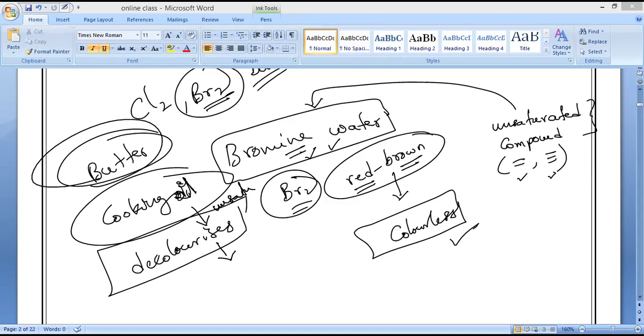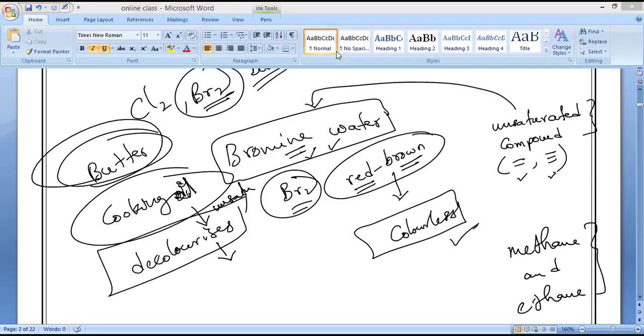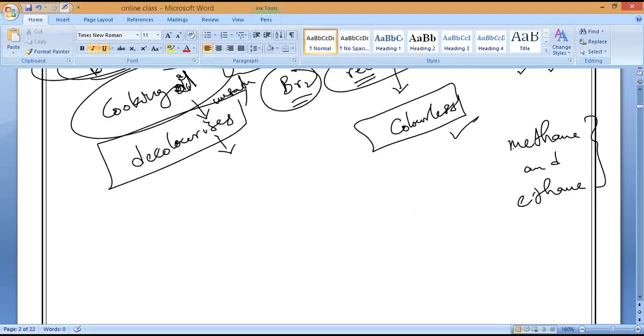Okay. For example, I will ask you one question. Let me see who will answer. I have given you methane and ethane. Now you tell me, is it possible to convert this red brown color into colorless? Will these compounds decolorize the red brown color of bromine? Ishali, Kadri, methane and ethane. Think and tell me. I have given you two compounds called methane and ethane. Is it possible to decolorize the bromine water?